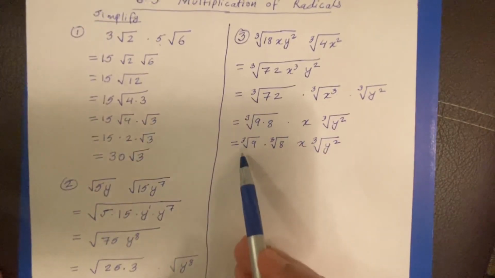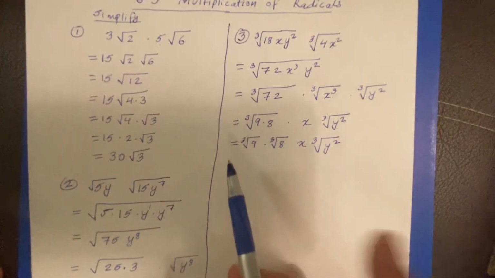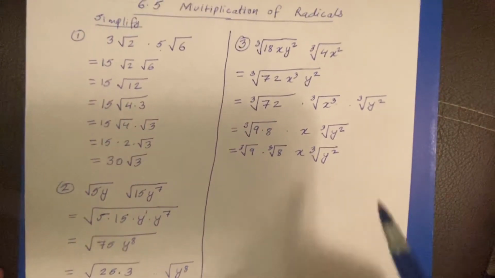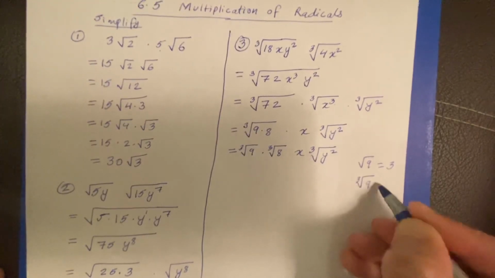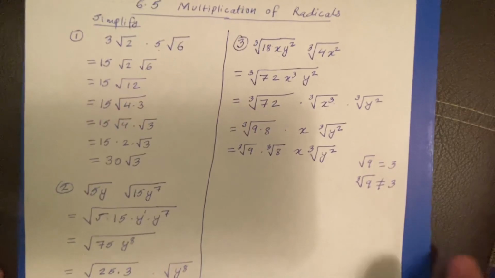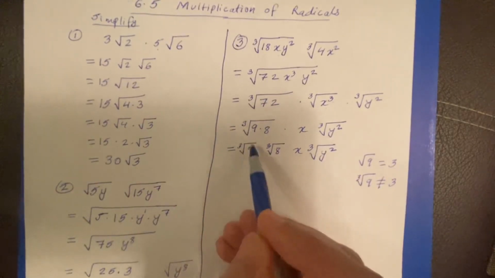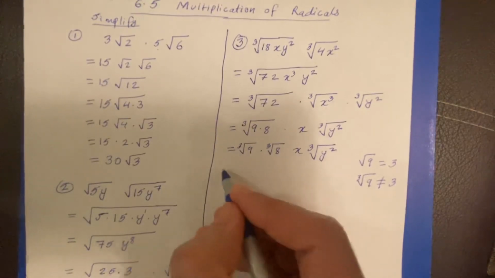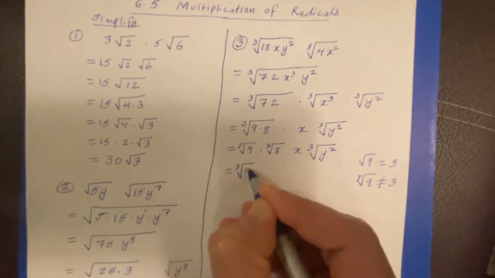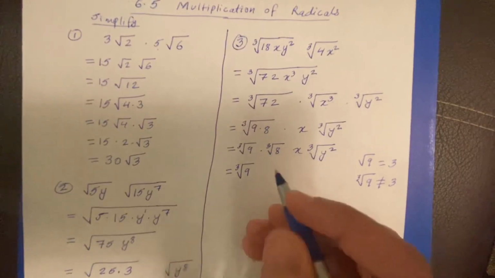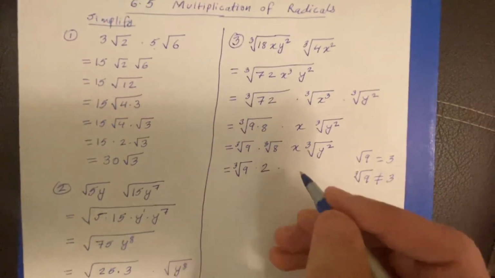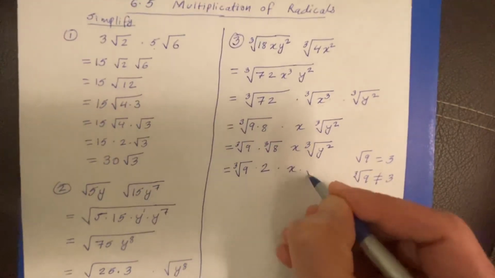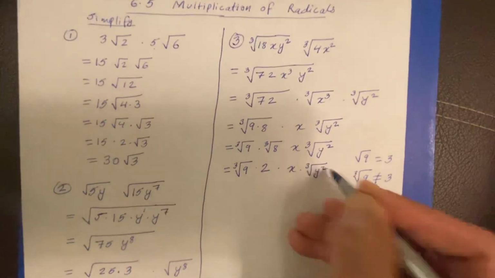All right, so what is the cube root of 9? I guess most of you are going to say 3, but the square root of 9 is 3. Keep in mind, the square root of 9 is 3, but the cube root of 9 is not equal to 3. So in this case, you can just leave your answer like this, cube root of 9. And the cube root of 8 is just 2. And we still have x times the cube root of y squared.